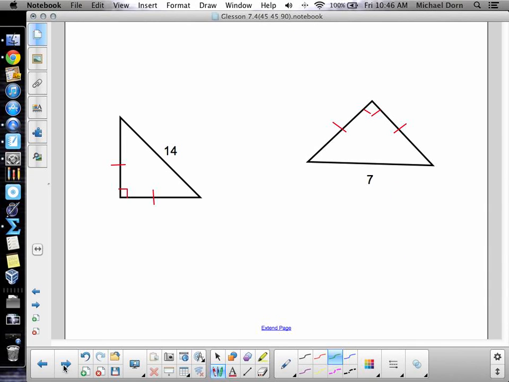Let's practice. This is 14. How long are the legs going to be? 7 root 2. Half of that times the square root of 2. This time, now the hypotenuse is 7. So what are those legs going to be? 7 root 2 over 2.